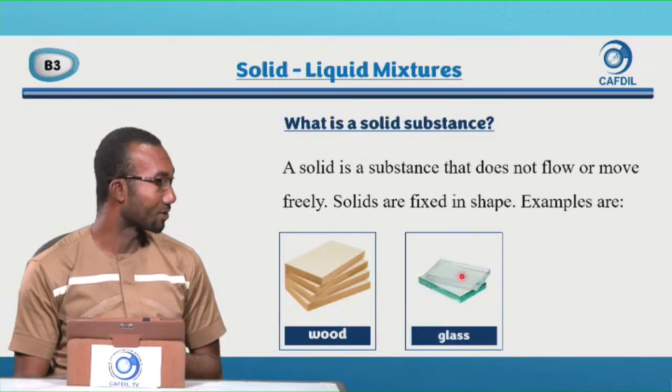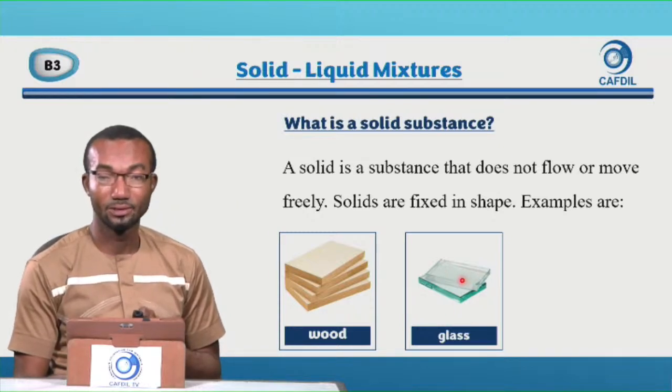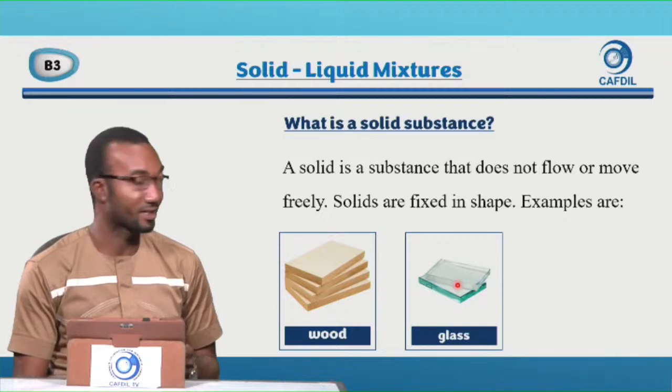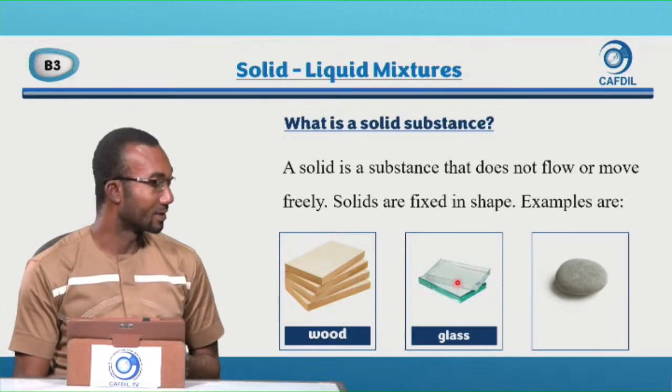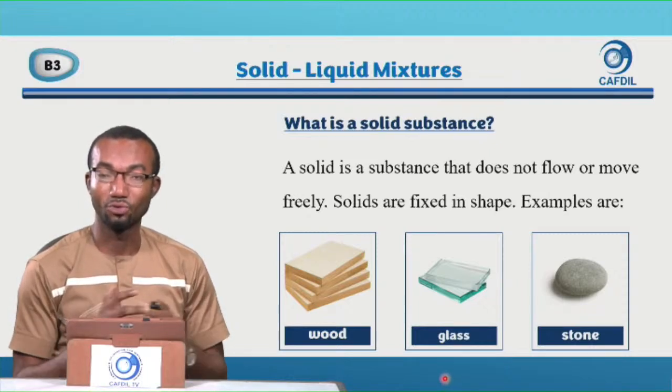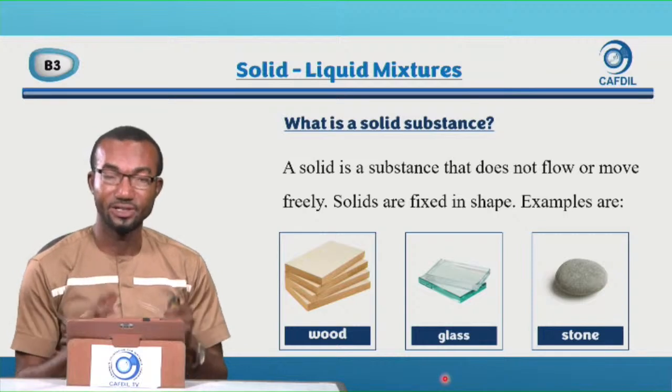If you look at this glass too, the shape is rectangle, and you can see that they are also hard. They are fixed in shape. As they are there like this, you can reduce the shape, but you can't increase it. And this stone also is an example of solid. So these are examples of solids. They are substances that do not flow, and they are fixed in shape.